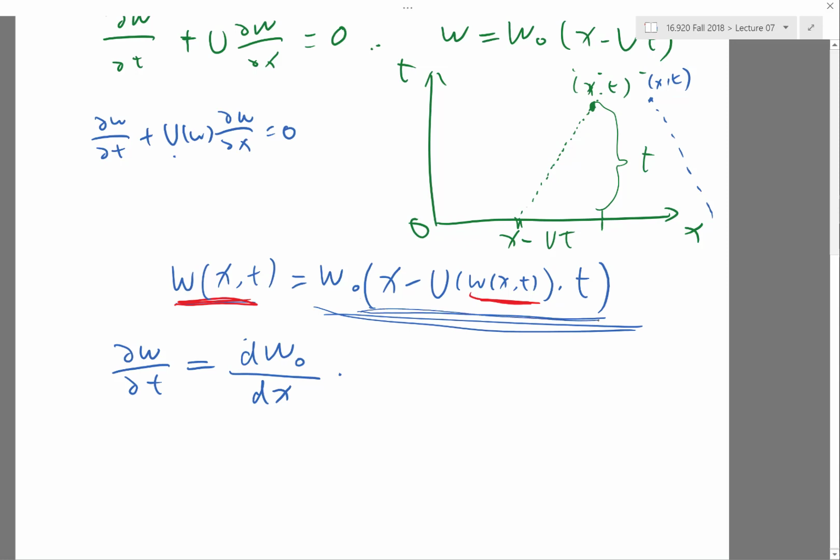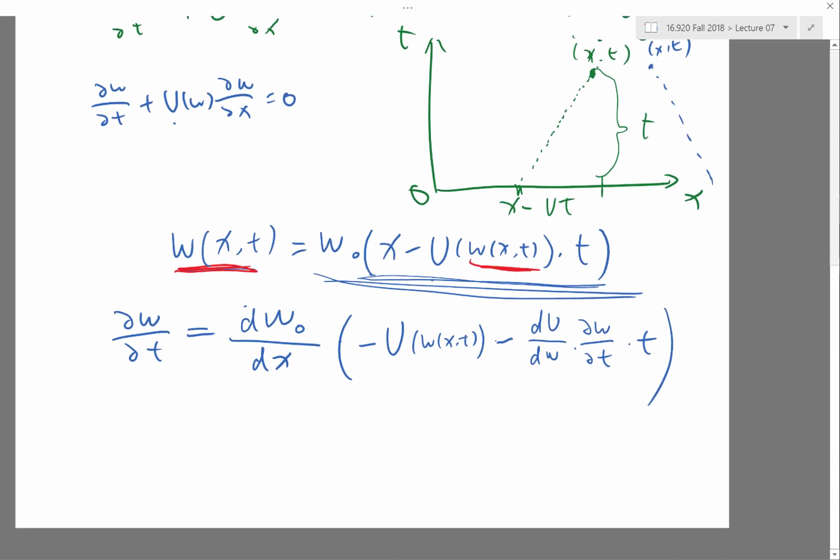The derivative of the whole thing with respect to t has two terms. One term is minus u of w, which is a function of x and t, times the derivative of t with respect to t, which is 1. The other term is minus du dw times partial w partial t times t. Agreed? This second term arises because u now also depends on t, right?